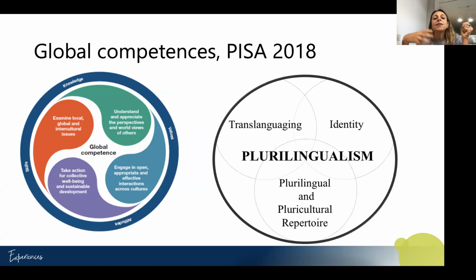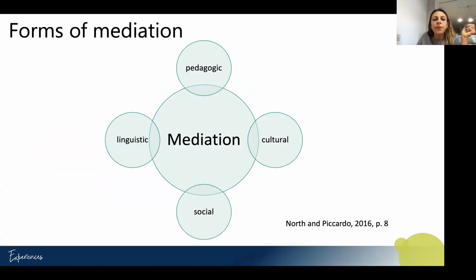And so intercultural dialogue and global issues, of course, mediation has a lot to do with all these concepts. According to Nord and Piccardo, these are the four forms of mediation that we've already been talking about: linguistic, social, cultural, pedagogic. Because when we foster mediation in our EFL class, in our foreign languages classes, it means that we are also working in education, fostering educational processes and pedagogic issues like cooperation, like collaboration, and so on.